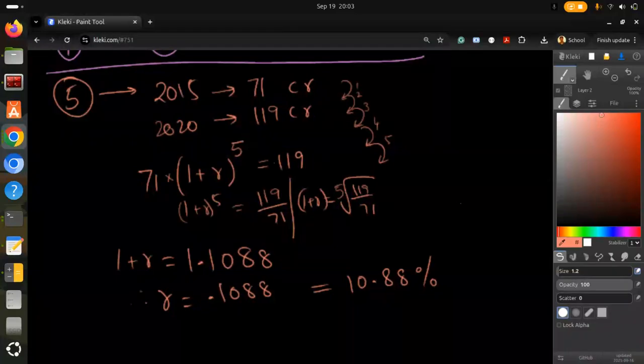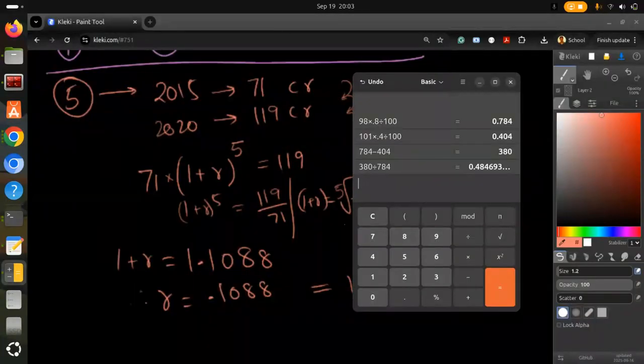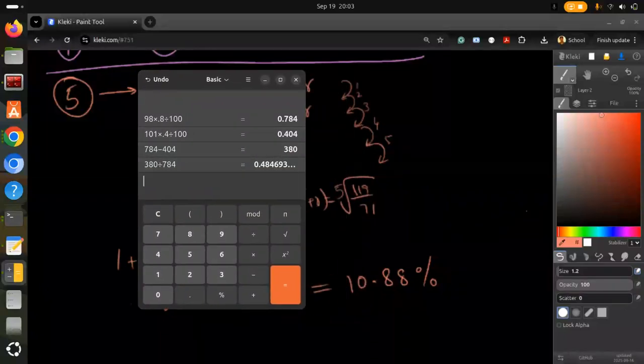Okay, let us verify this. How do I verify? I simply go to my calculator, clear everything, and then just keep multiplying. I'll take 71 crores, now multiplied by 1.1088. Why 1 point? Because the original 1 should be there and the 10 should be there. So this is the answer.